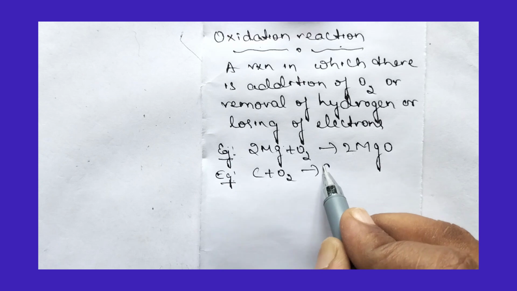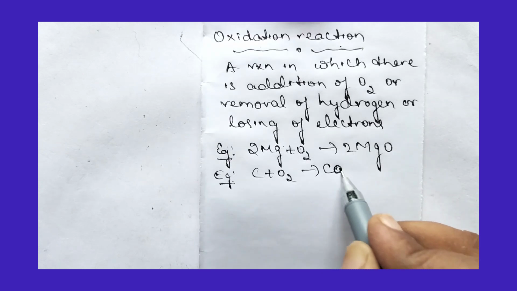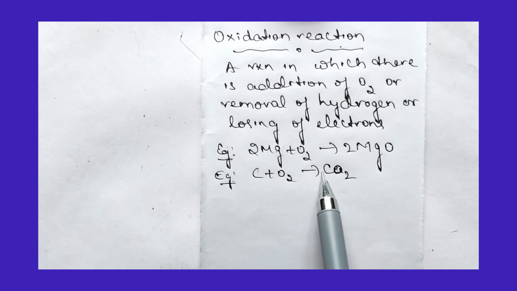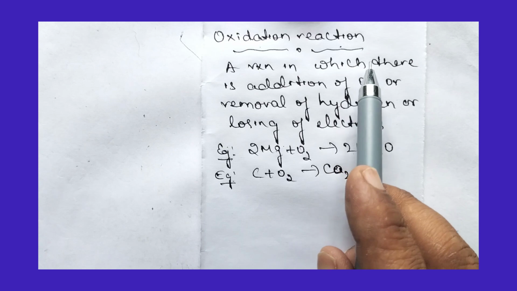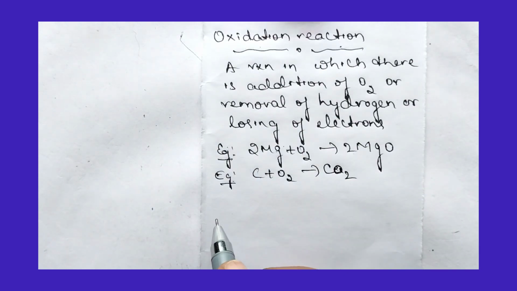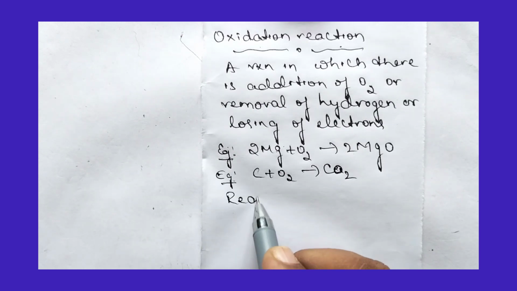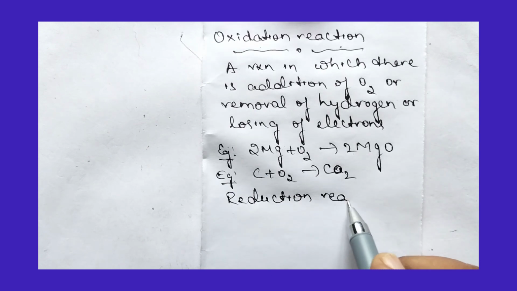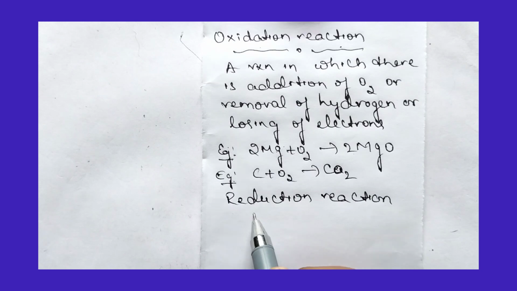C plus O2 give rise to CO2. So here carbon is gaining oxygen, or we are adding oxygen to carbon, therefore it is also called oxidation reaction. So oxidation reaction means a reaction in which there is an addition of oxygen or removal of hydrogen or losing of electrons. Next, let us move to the next type of reaction, that is called reduction reaction.